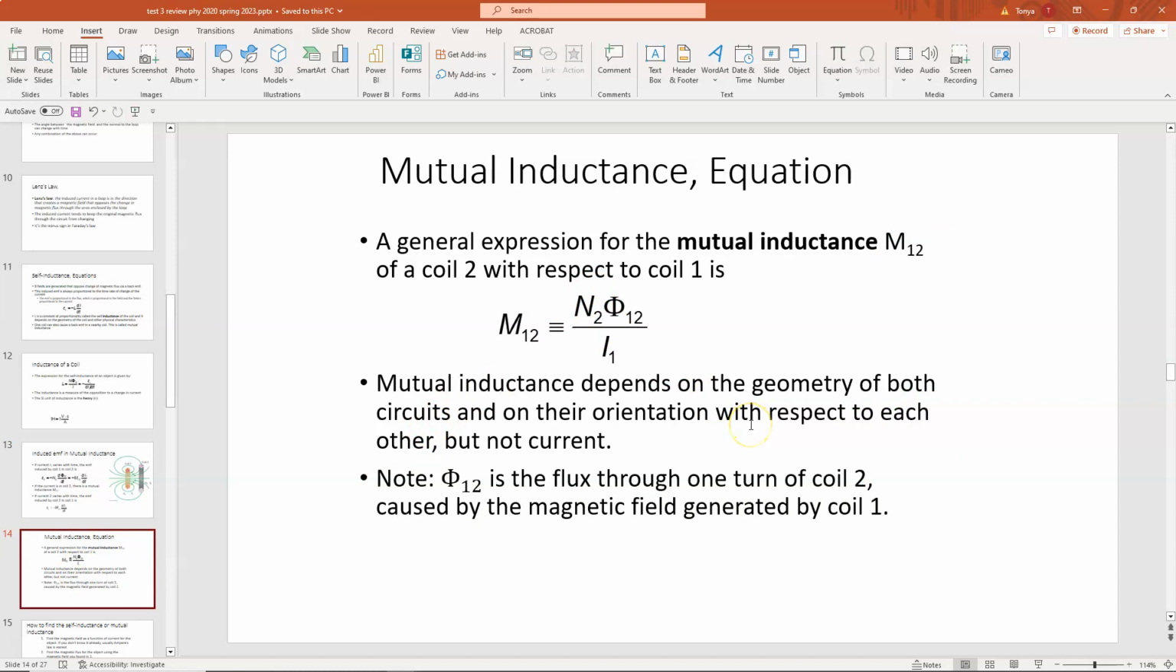So here it is. It is the mutual inductance M12 of coil 2 with respect to coil 1. This is the number of turns in coil 2 times the flux through coil 2 due to coil 1, divided by current 1.